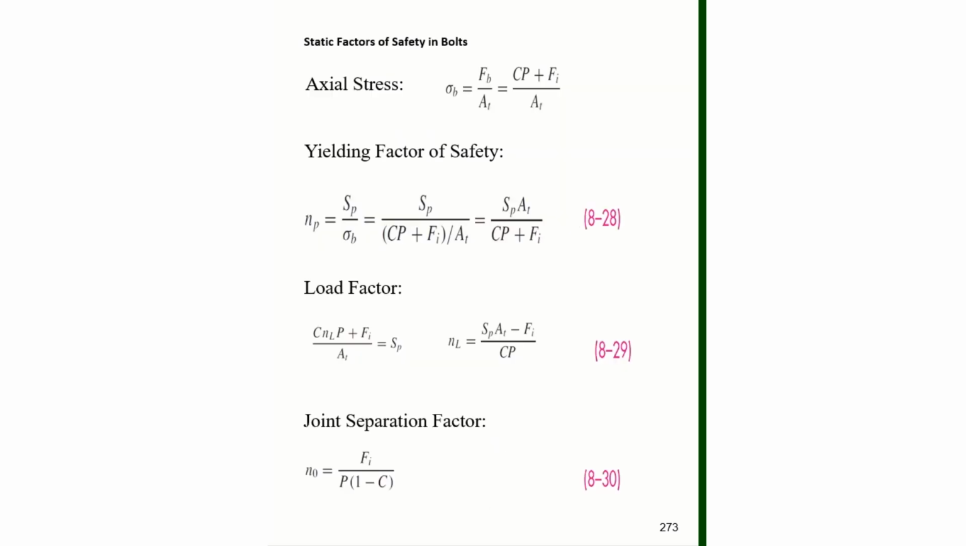Let's look at safety factors. There are several different safety factors in bolts. We have the axial stress, which is computed by force in the bolt divided by AT, and this can also be expressed as CP plus FI over AT, where C is the joint stiffness, P is the load per bolt, FI is the preload, and AT is the tensile stress area.